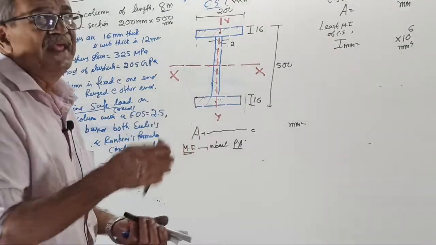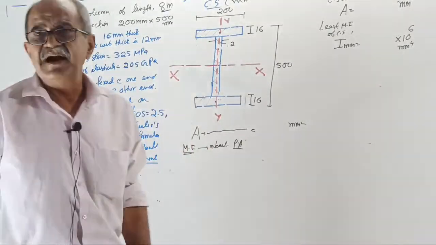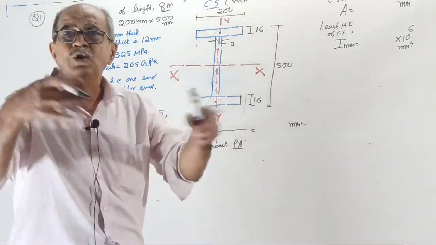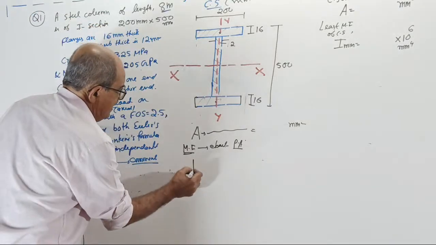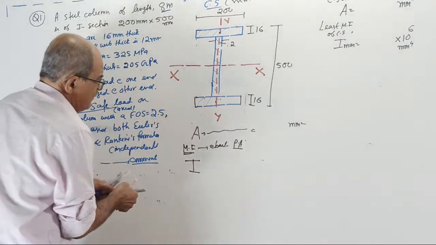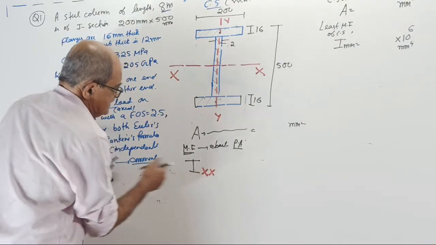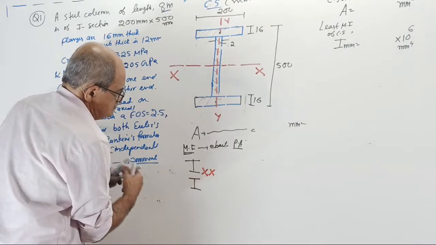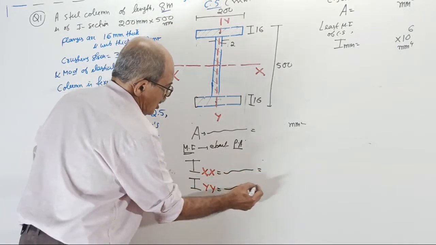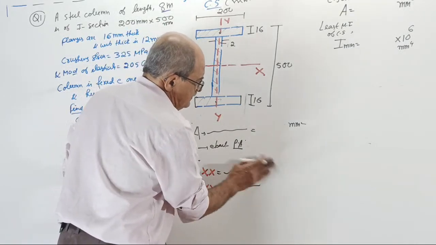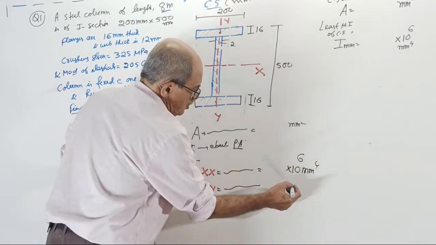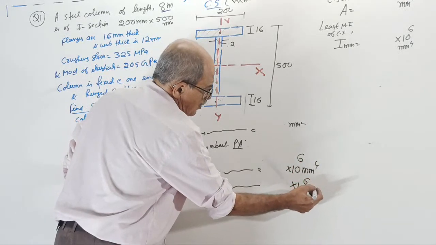That is in steel class. This is strength of materials class. You happily find I about the XX axis, then I about the YY axis. You find these two and calculate. This answer is in 10 to the power 6 millimeter power 4. This also in 10 to the power 6 millimeter power 4.